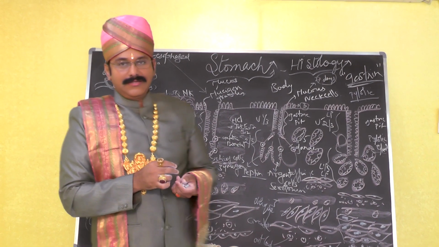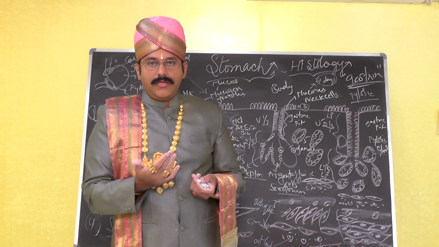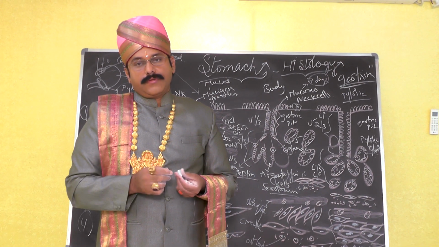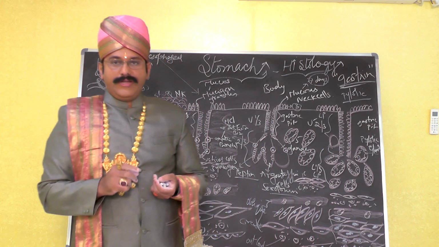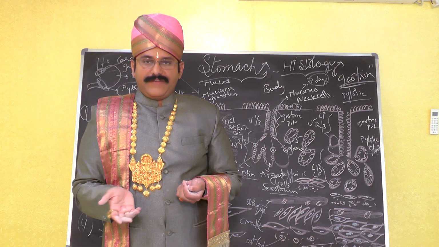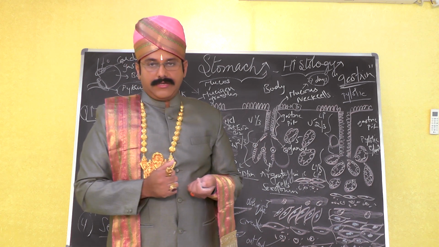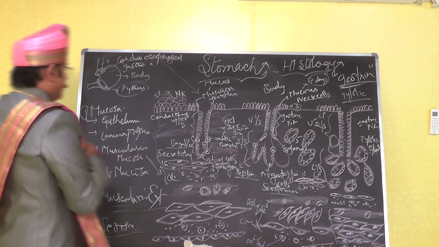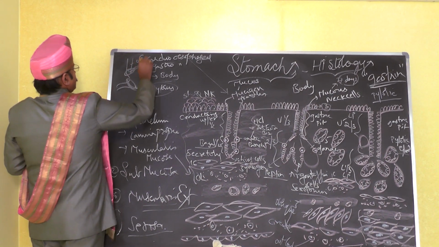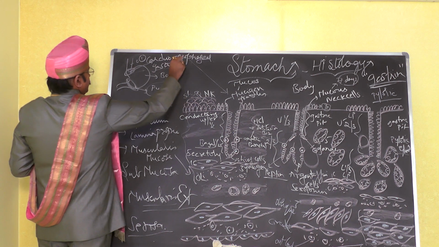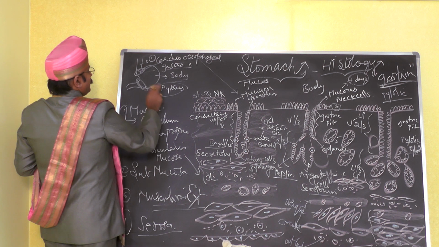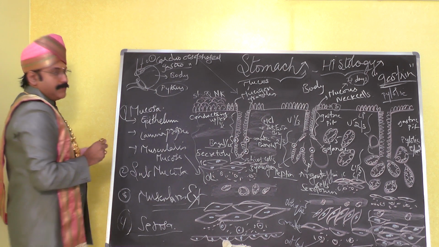Now we are going to learn the microscopic, or histological, differences between the different parts of the stomach. You know, we have divided the stomach into first, the cardio-esophageal junction or the gastroesophageal junction, that is where the esophagus opens into the stomach. Second, we said the body of the stomach. Third, the pylorus of the stomach.